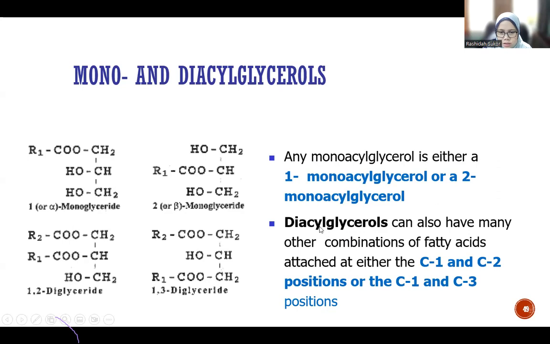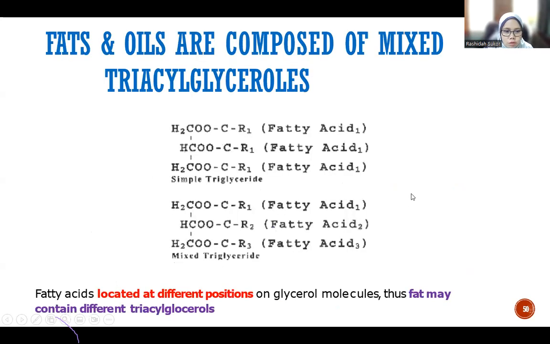Kalau diacyl glycerol, dua acyl glycerol lah, dua fatty acid. Kalau monoacyl glycerol dia satu fatty acid. So that's why dia kata it can be C1, C2 or C1, C3, for the diacyl glycerol. It's just the positioning of the fatty acid kat mana.